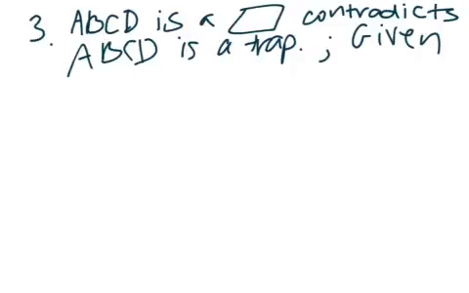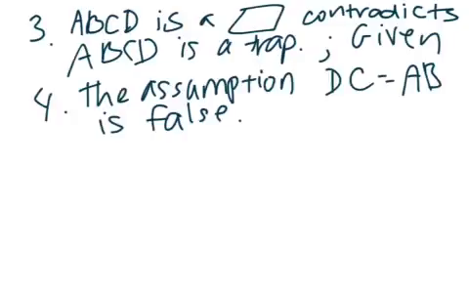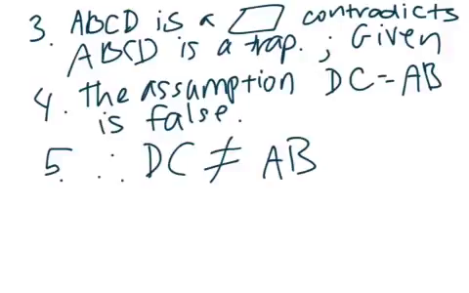And now that we've found a contradiction with a fact for our assumption, the assumption is false. So now we can say the assumption DC equals AB is false. And if DC equals AB is false, then DC is not equal to AB. So step number 5, therefore DC is not equal to AB. And we have just proved it.